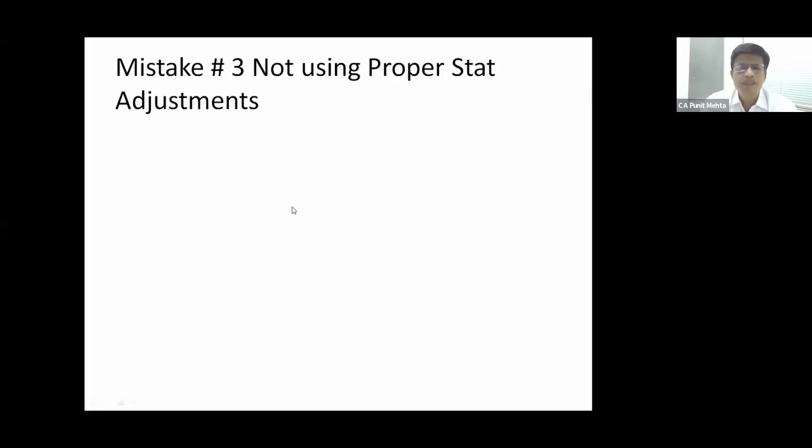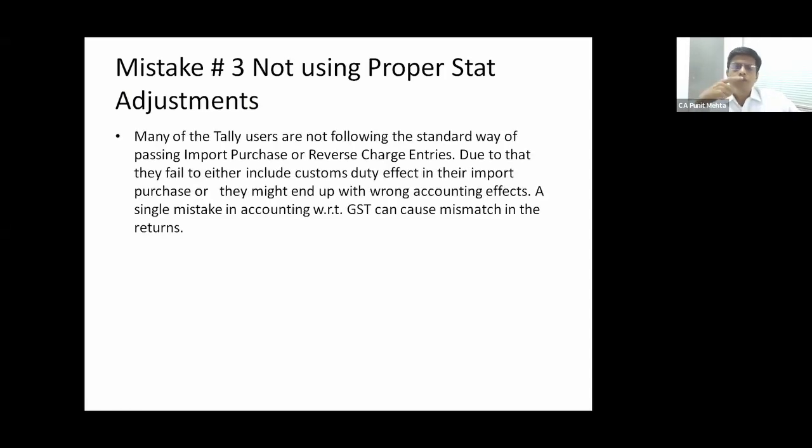So, not using proper stat adjustments. In the current GST environment, the government is asking for reversals of the input tax credit for the blocked credit. So if you have purchased something which is not eligible as an input, suppose hotel expenses, restaurant expenses, you've gone with a team and you've paid a restaurant expense of 10,000 rupees plus 500 rupees GST, 5% GST, or maybe 12% GST, 1200 rupees.